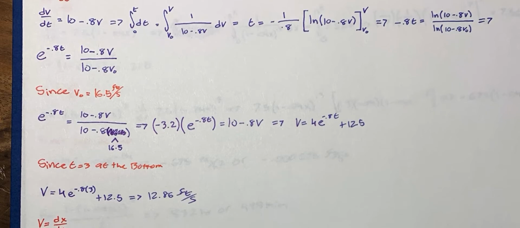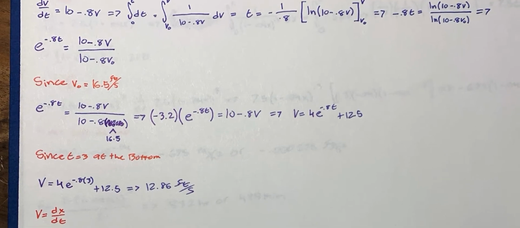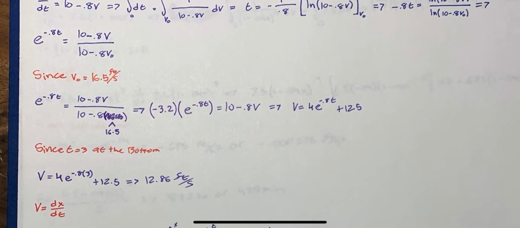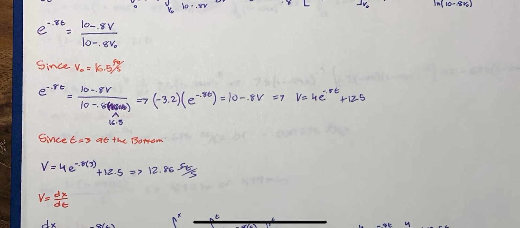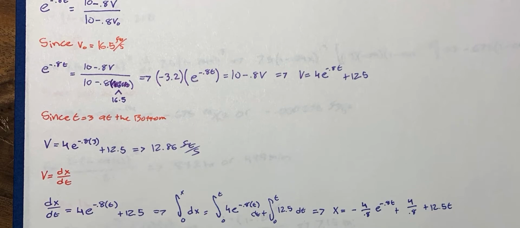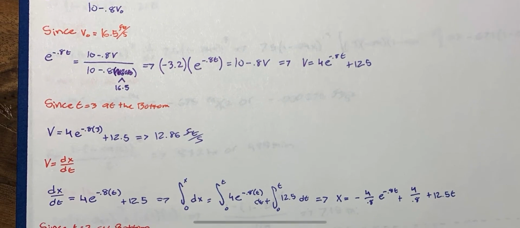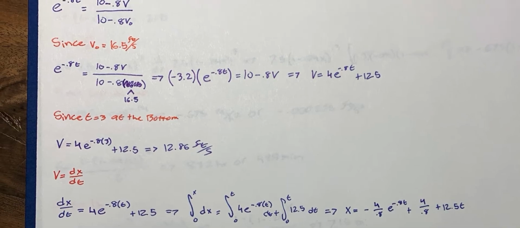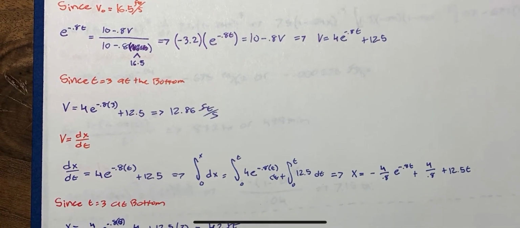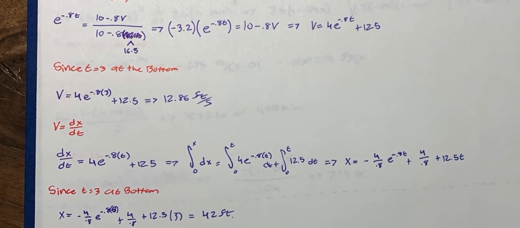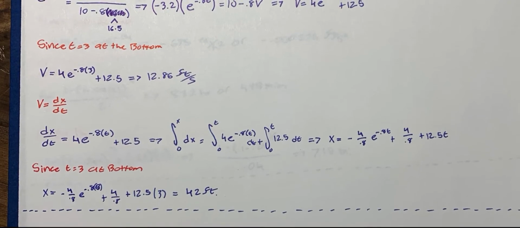And since we know what v naught is, we can just plug that in, and we'll get a simpler looking equation for v. And then since we know that the ball hits the bottom at t equals 3, we can plug that into the equation we found right there. You get 12.8 feet per second. That's how fast it hit at the bottom.